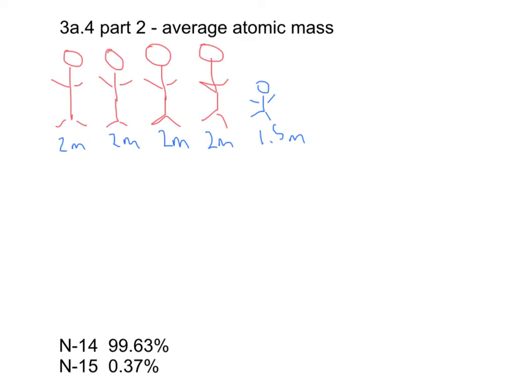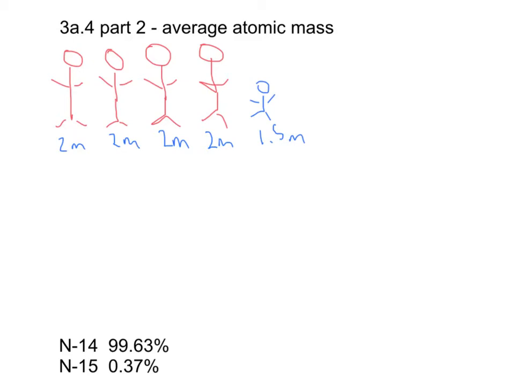Okay, this is Mr. Ferguson. I'm flying solo today, and we're doing the second part of video 3A.4, where we're going to teach you about average atomic masses. So, average atomic mass is actually what's reported on the periodic table.